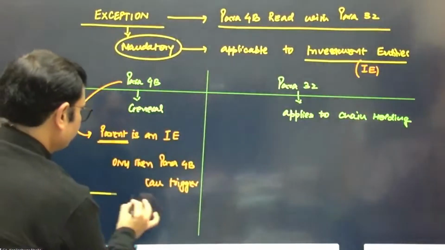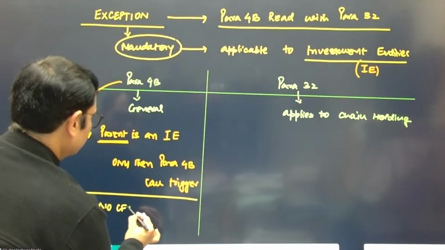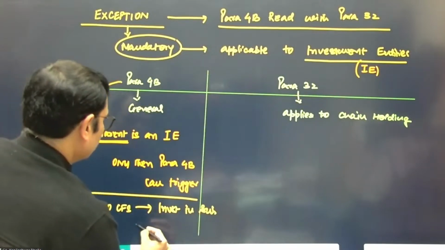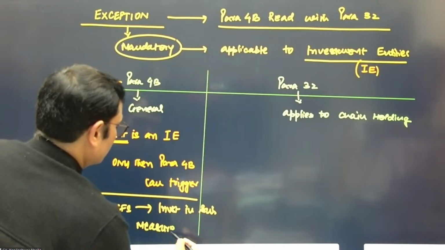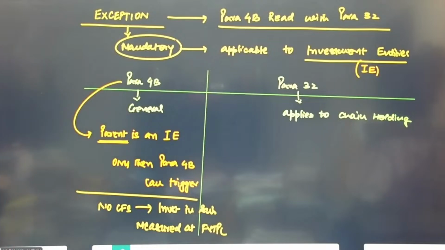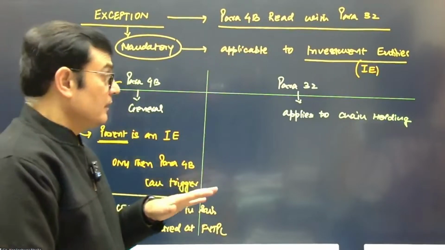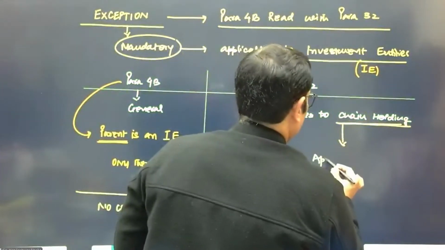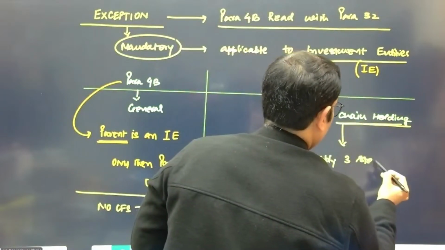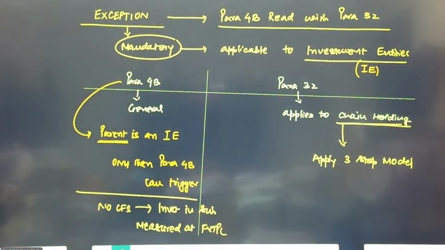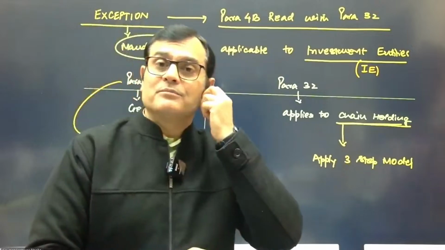So what am I supposed to do? No consolidated financial statements; investment in subsidiary measured at FVTPL. Investment in subsidiary is measured at fair value through profit and loss. So no consolidation will be done. That's a generic clarification given. But this applies when there is a chain holding, and in this particular case, we will apply a three-step model. So this is the input. Now let's see what the three-step model is in terms of para number 32. Let's see para number 32.